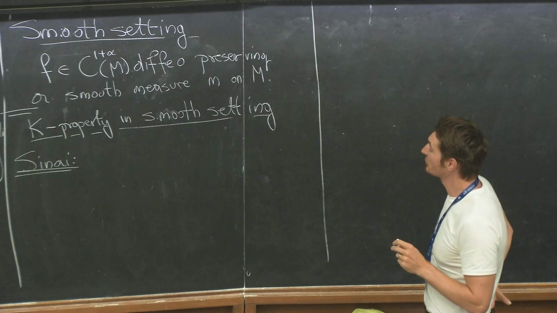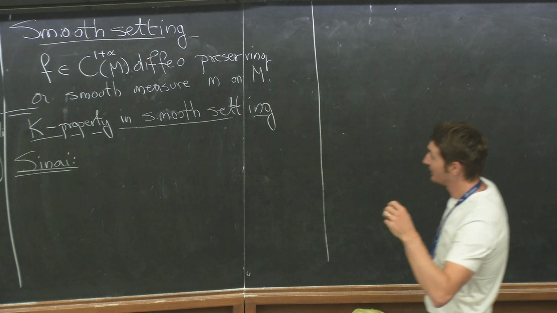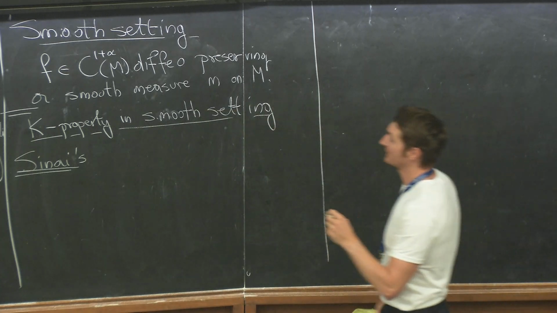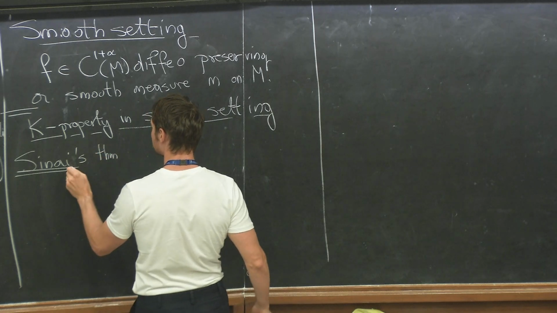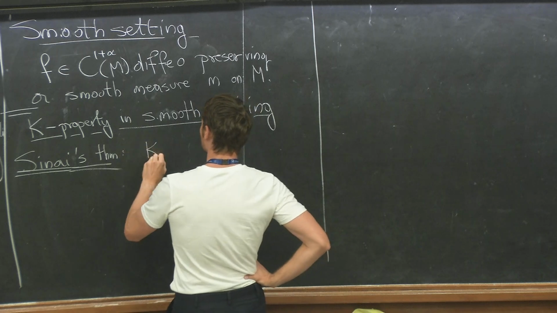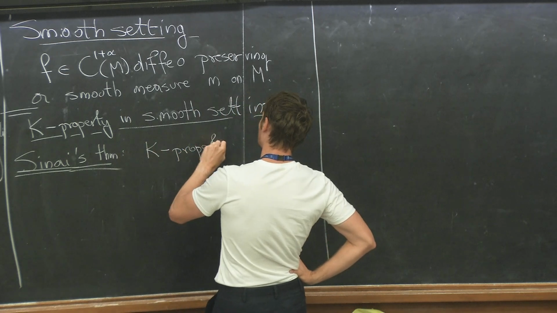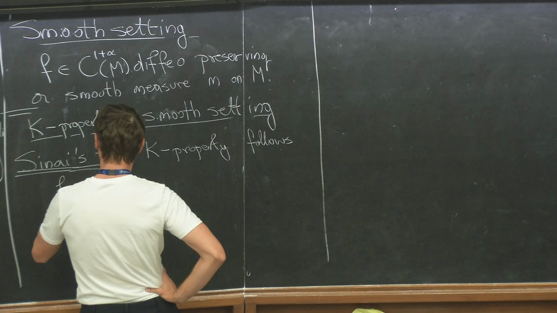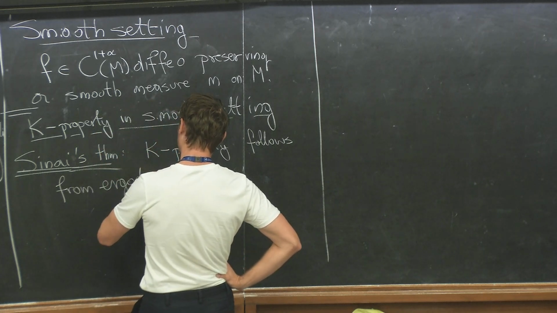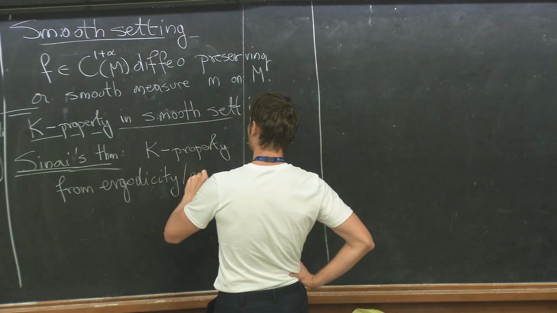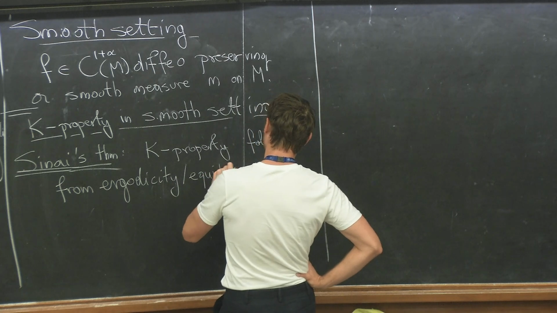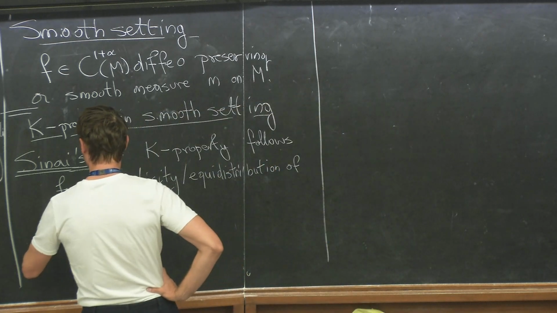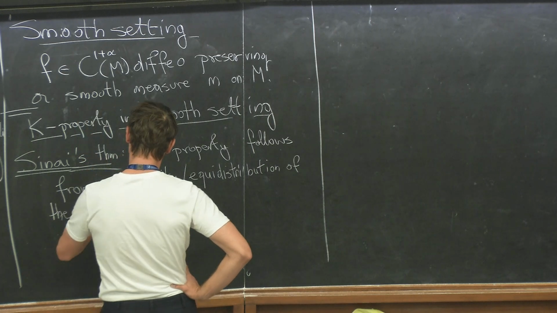So here what we could try to prove is, I mean, you can talk about Pinsker partitions and so on, but I don't want to do that. Sinai's theorem is essentially that the K property follows from ergodicity / equidistribution of the unstable foliation.